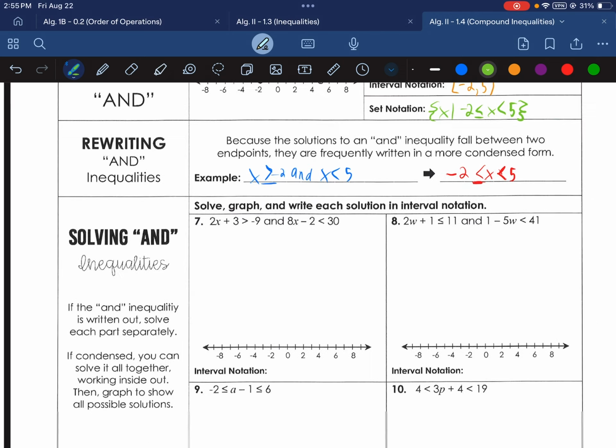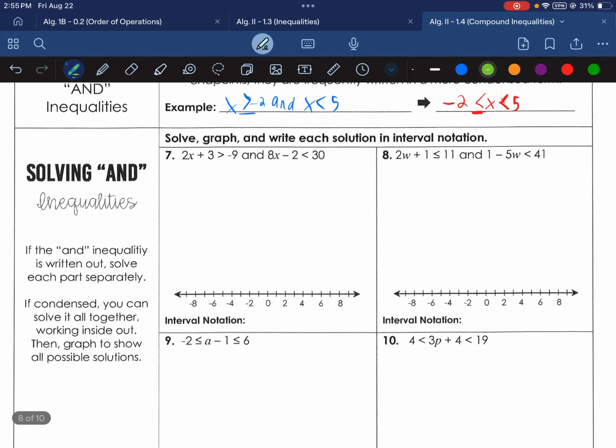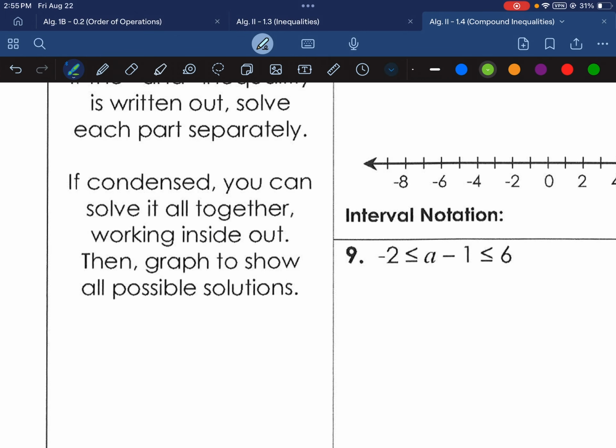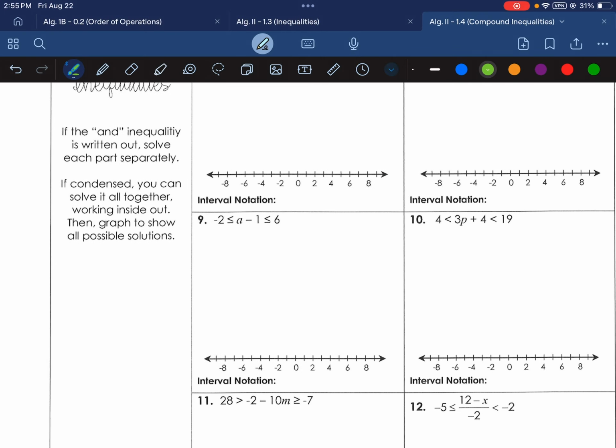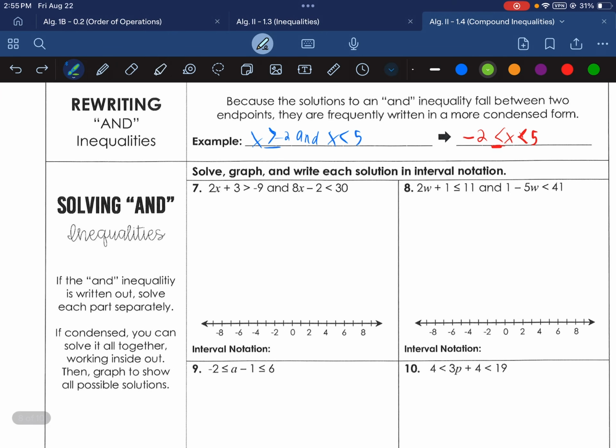So now let's work on solving it, okay? So solving it, we have two different scenarios. One where the word and is written out, okay? So that'd be like numbers 7 and 8, and the other where they're condensed, which would be like 9 through 12, where we see two inequalities but only one instance of the variable between them, perhaps, okay? And it is possible you can have multiple instances of the variable, but it won't typically be that way, and we won't see that in this class. So we're supposed to solve, graph, and write each solution in interval notation. So same instructions as before.